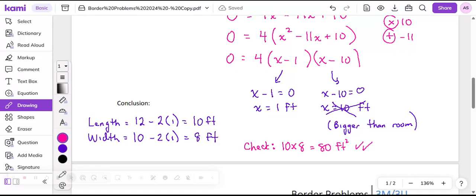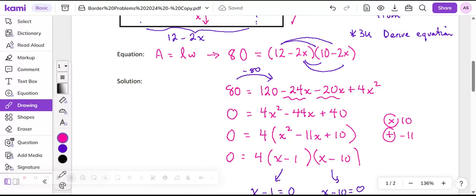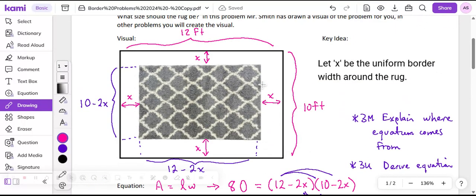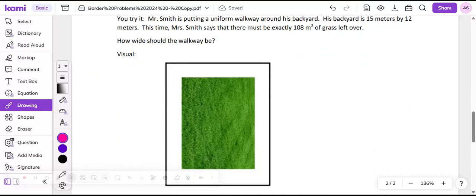That's a border problem. You guys have all the math skills. We reviewed factoring and learned factoring. You did solving by factoring with Miss Plattner. For the 3U people, you maybe even set up some border problems last year. But yeah, now we have one under our belt. We're going to do one more with a bit less guidance from me, maybe moving through it a little quicker, and then we'll get you guys working. So a similar problem for you guys to try setting up. I'm putting a uniform walkway around my backyard this time. Backyard is 15 by 12 meters.